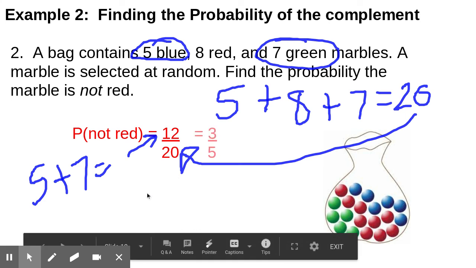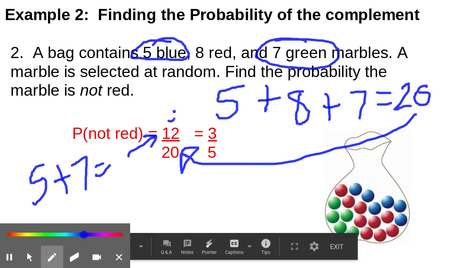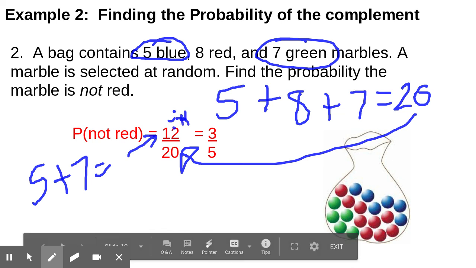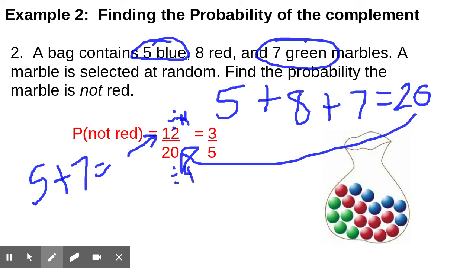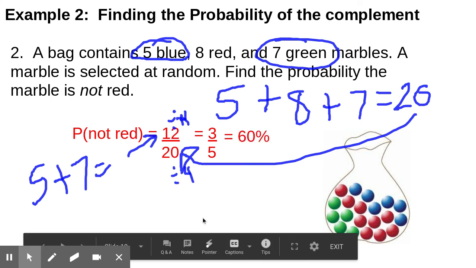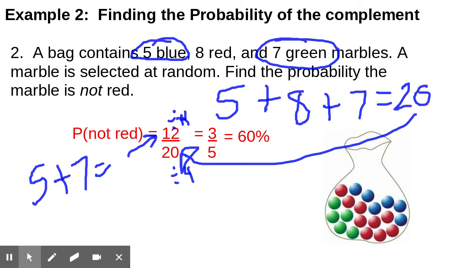I can reduce that to 3/5 because I can divide both the numerator and denominator by 4. Sorry, my writing is a little sloppy there. So 12 divided by 4 is 3, and 20 divided by 4 is 5. If you put that in your calculator, that's about a 60% chance, which is pretty likely to happen. So you have a 60% chance of grabbing not a red marble, so a 60% chance of grabbing either a blue or a green marble from that bag of marbles.